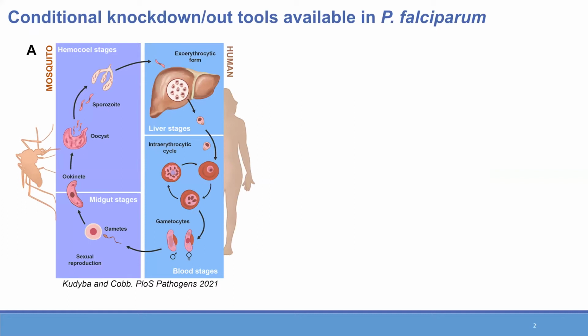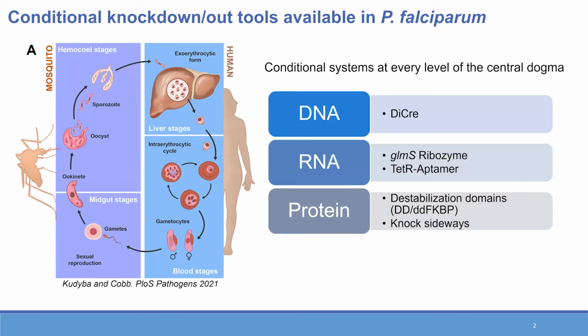Due to the haploid nature of Plasmodium falciparum, conditional knockout and knockdown systems are the best way to study essential genes in the parasite. And conditional systems exist in P. falciparum at all points of the central dogma, allowing for disruption in the parasite genome by conditional knockout at the DNA level, disruption of translation at the mRNA level, and direct inhibition of protein function based on the addition or removal of small drug molecules. The conditional knockdown and knockout tools, which are currently available to study essential genes and to interrogate the biology of Plasmodium falciparum, have primarily been utilized in the blood stages.